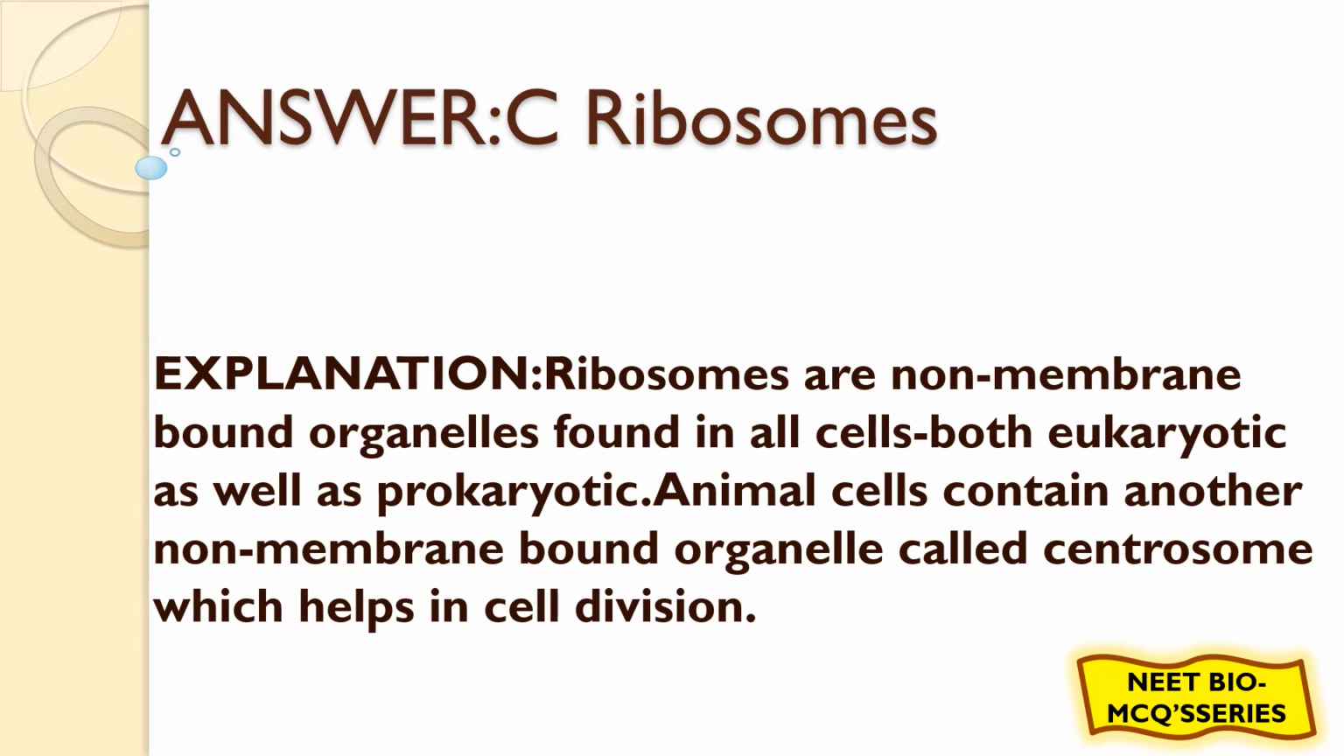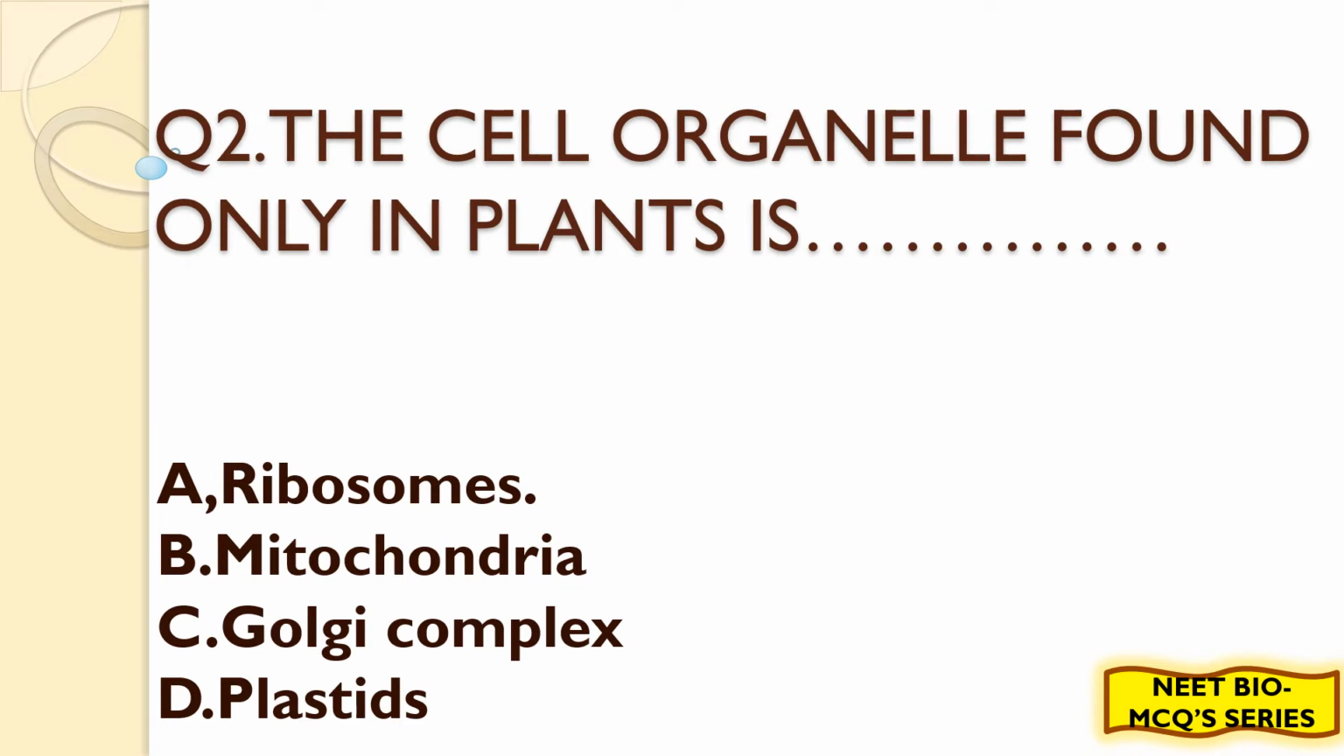Explanation: ribosomes are non-membrane bound organelles found in all the cells, both eukaryotic as well as prokaryotic. Animal cells contain another non-membrane bound organelle called centrosome, which helps in cell division. So two organelles which are non-membrane bound, one is ribosome and the other one is centrosome.